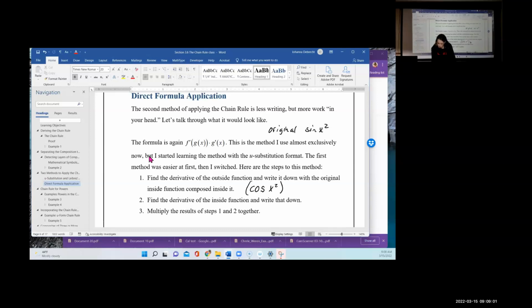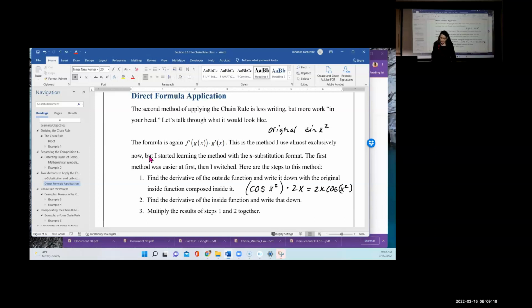And then you multiply by the derivative of the inside. So you go back to the original and you say, well, x squared was on the inside and the derivative of x squared is 2x. And so it all gets done more or less in one single step.